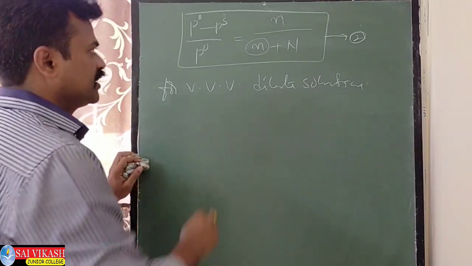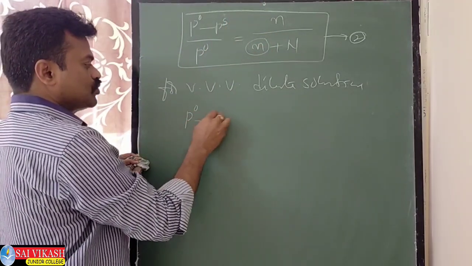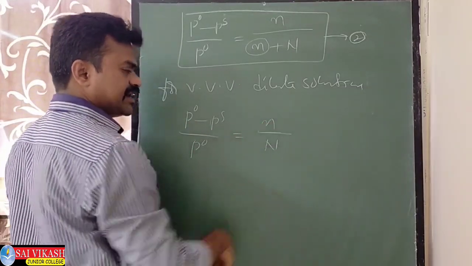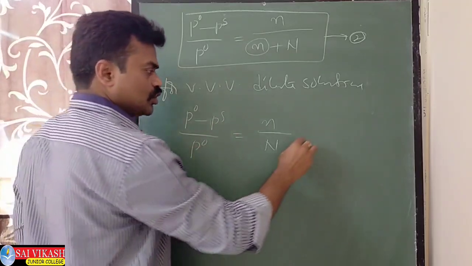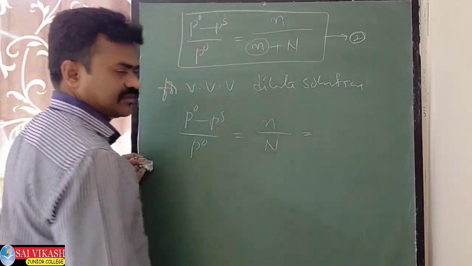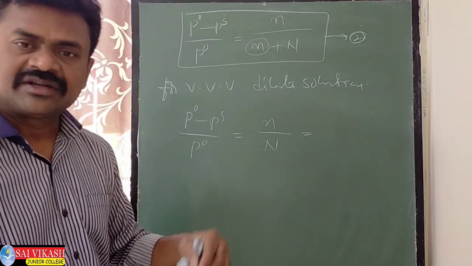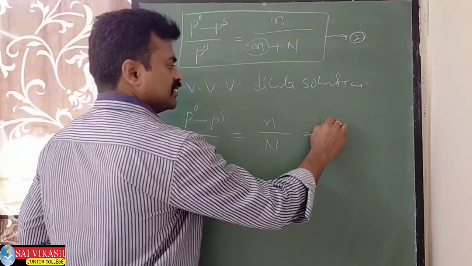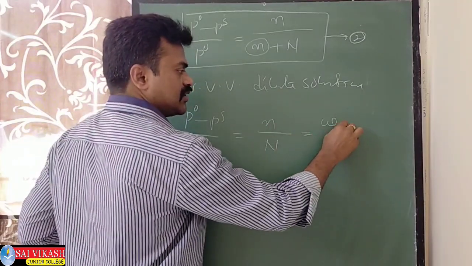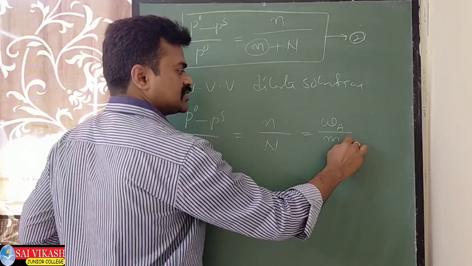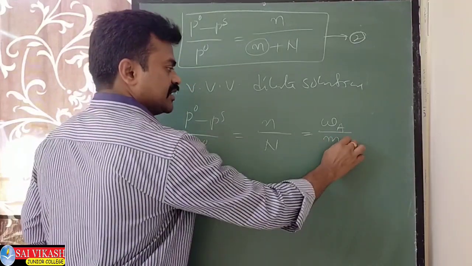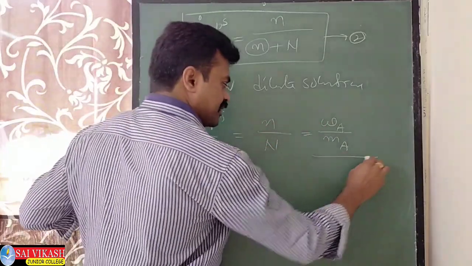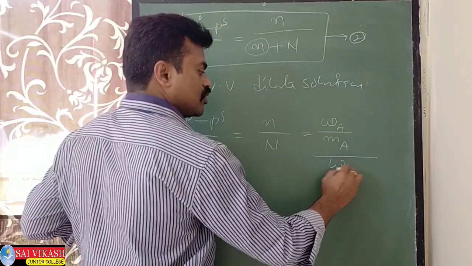When the solute quantity is very less than the solvent, this formula reduces to (P naught minus Ps) by P naught is equal to n by N. What is n? Number of moles of solute. I am taking solute as A, solvent as B. Then number of moles of solute is mass by molar mass of A, divided by mass by molar mass of B.